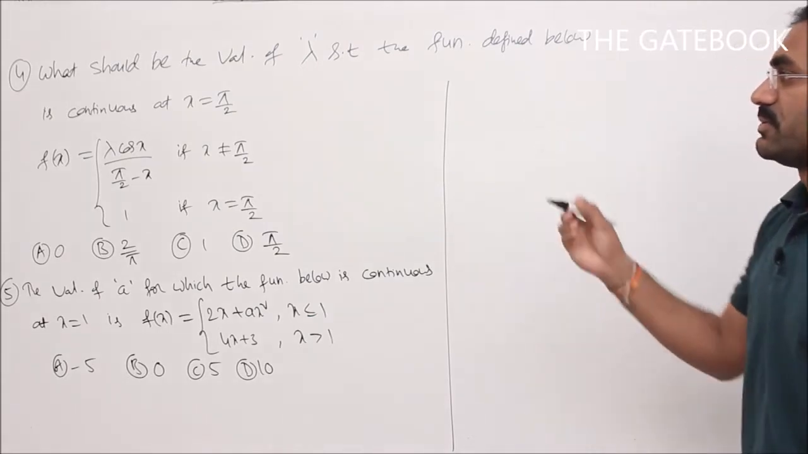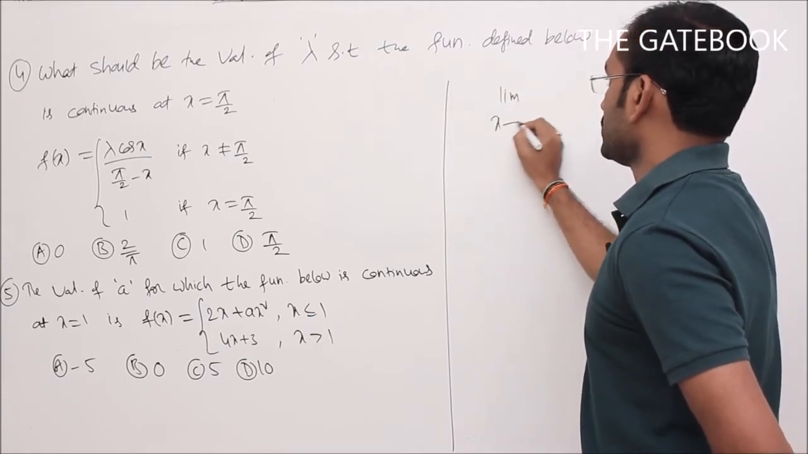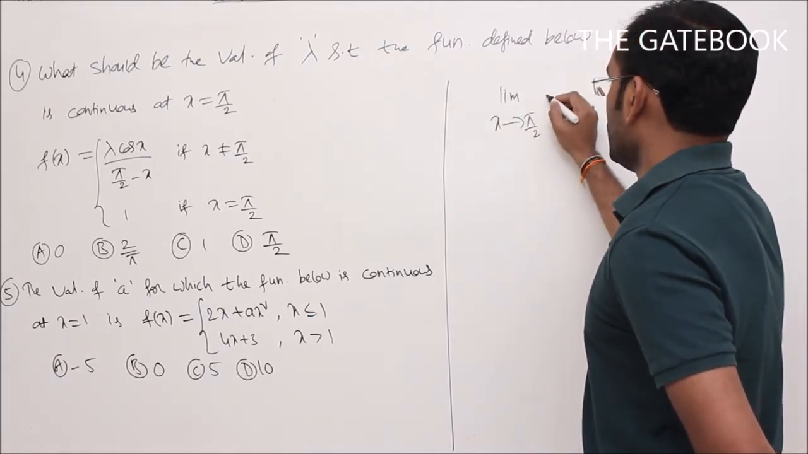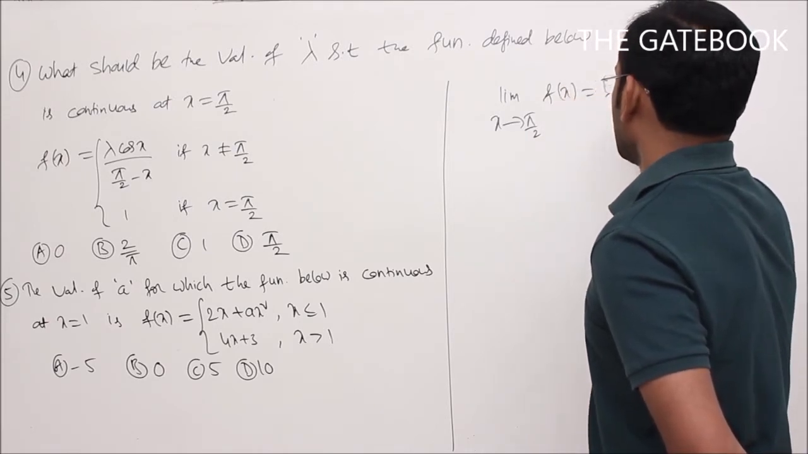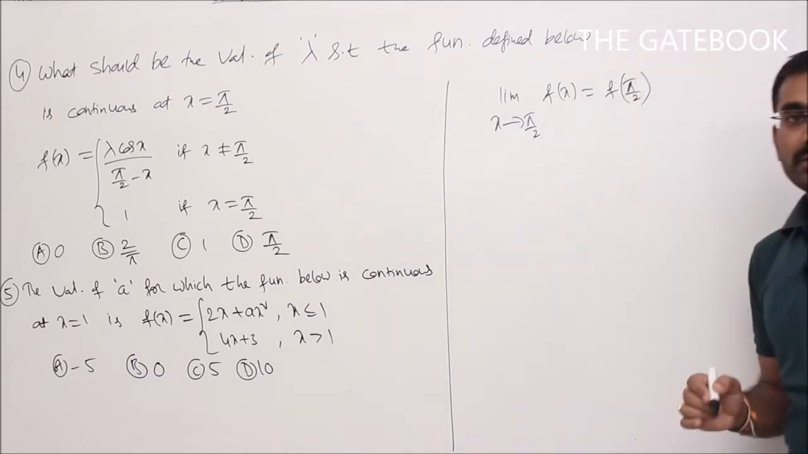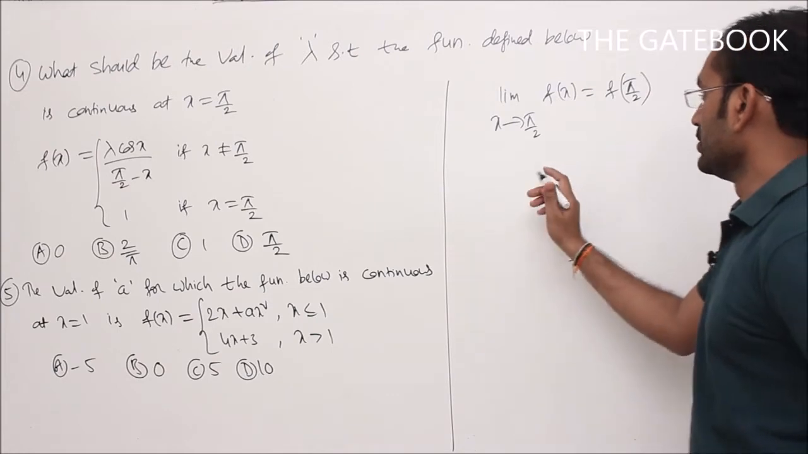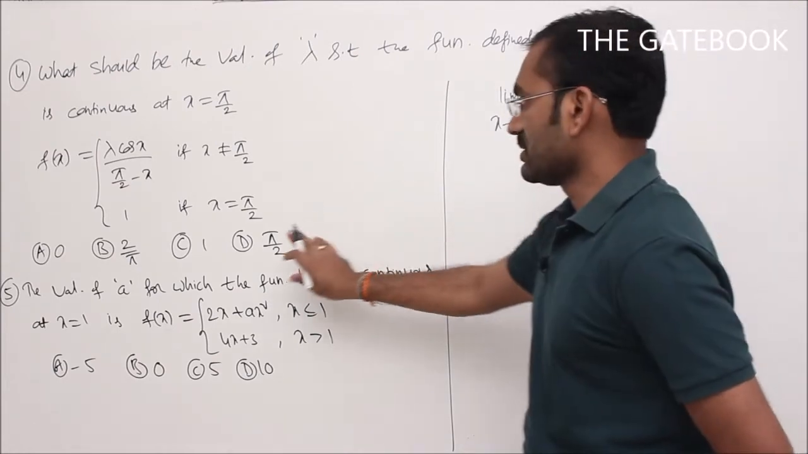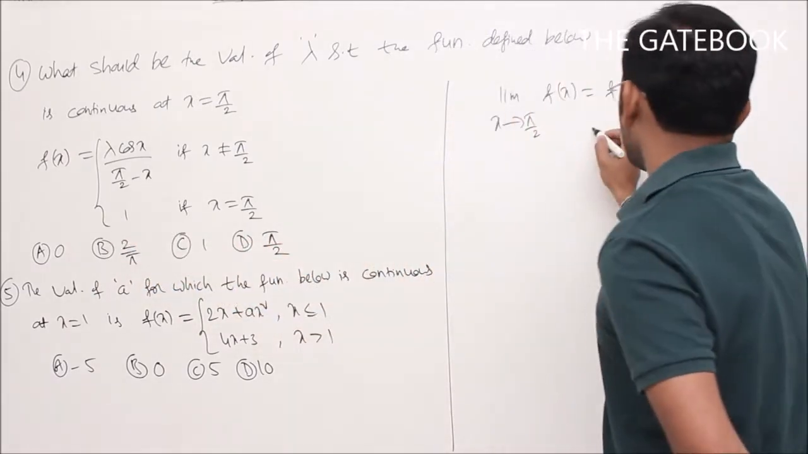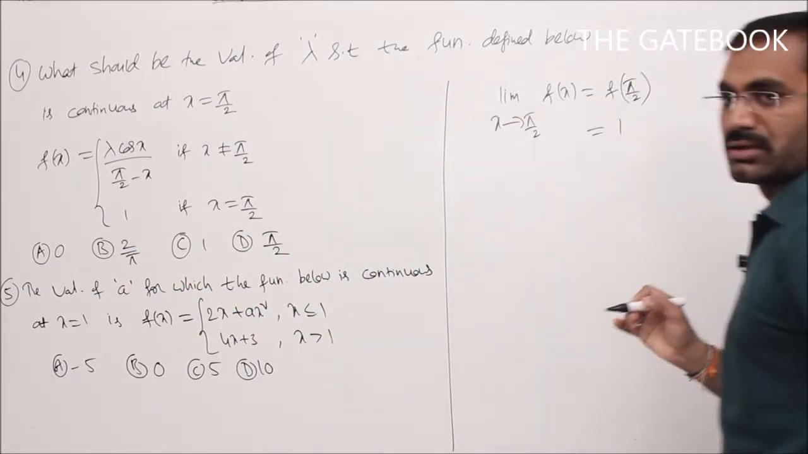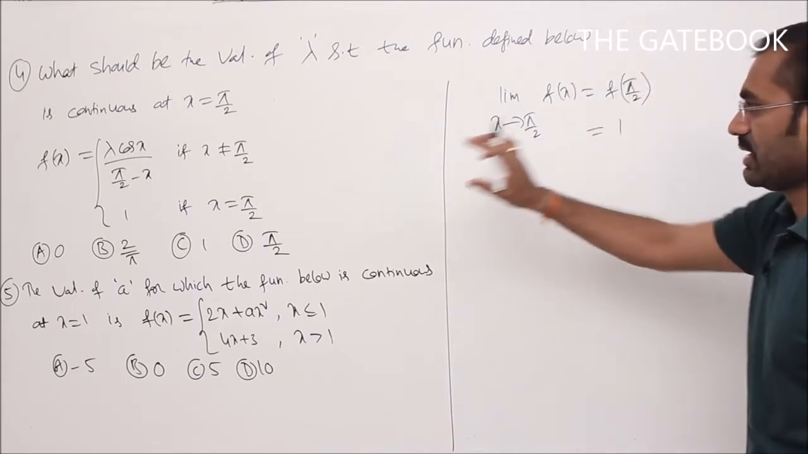If it is continuous at x equal to pi by 2, according to the definition of continuity, I can write that limit x tends to pi by 2 of f of x must be equal to f of pi by 2. By applying the definition of continuity, the limit value at x equal to pi by 2 is equal to the function value. Here, the function value f of pi by 2 is 1. Now we have to set the limit value equal to 1 and find the unknown value lambda.